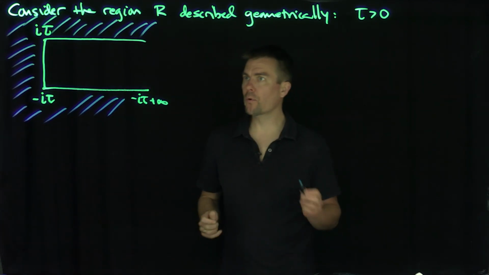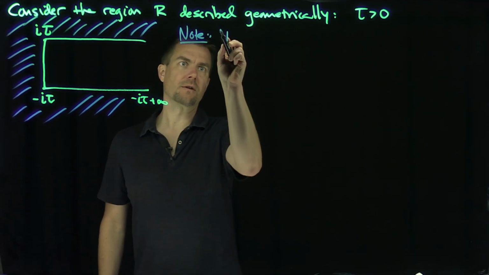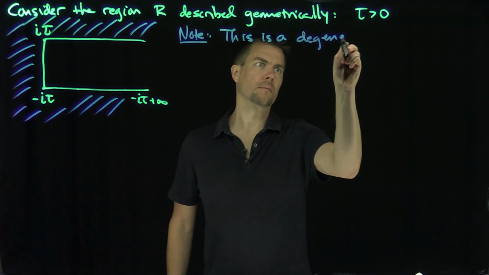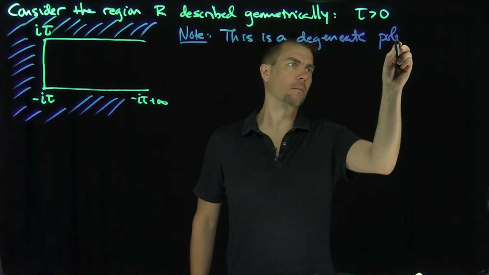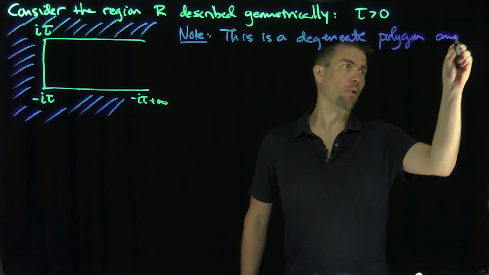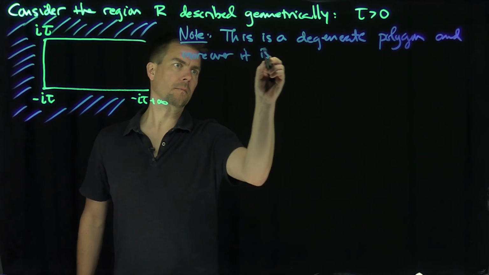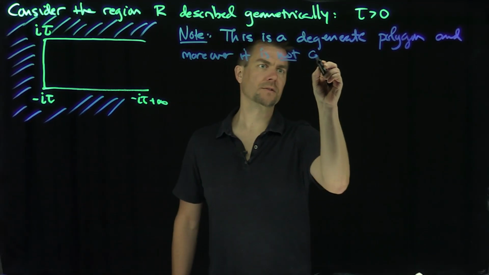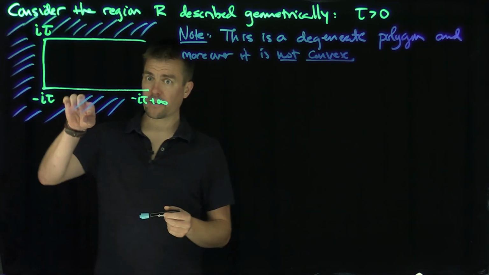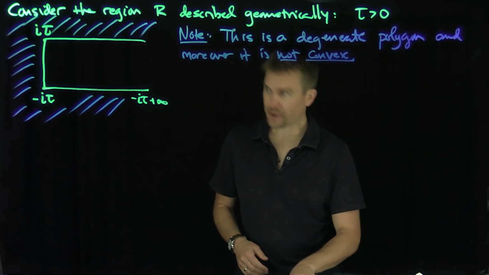Good. All right, so now, of course, this is a degenerate polygon. So note, this is, of course, in our scheme, a degenerate polygon. Okay. And it's not convex. Because of course if I draw a line from this bottom to the top, I get outside the region, right? Excellent.